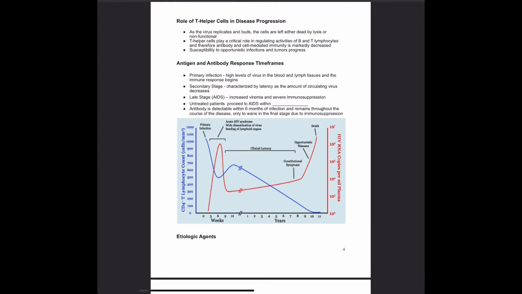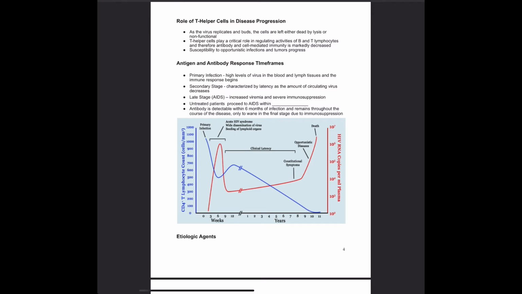During the primary infection, there are high levels of virus in the blood and lymph tissues, and that's when the immune response begins. During the secondary stage, it's characterized by latency as the amounts of circulating virus decreases. And in late stage, or AIDS, there is increased viremia with severe immunosuppression. Untreated patients will proceed to AIDS within 10 years.